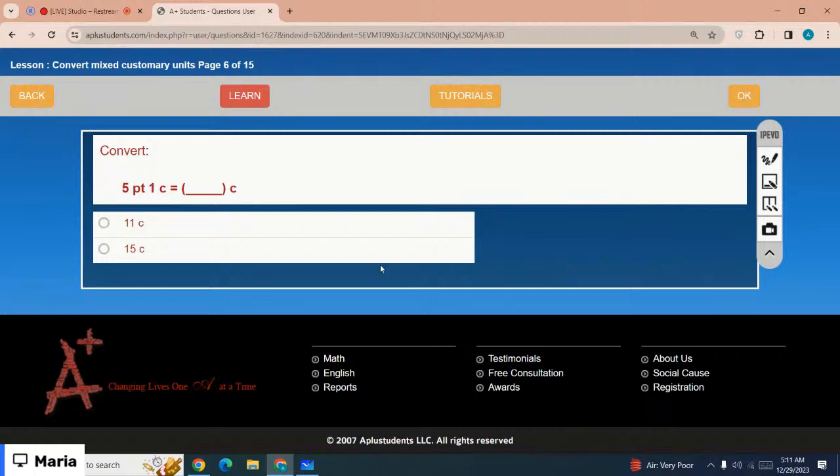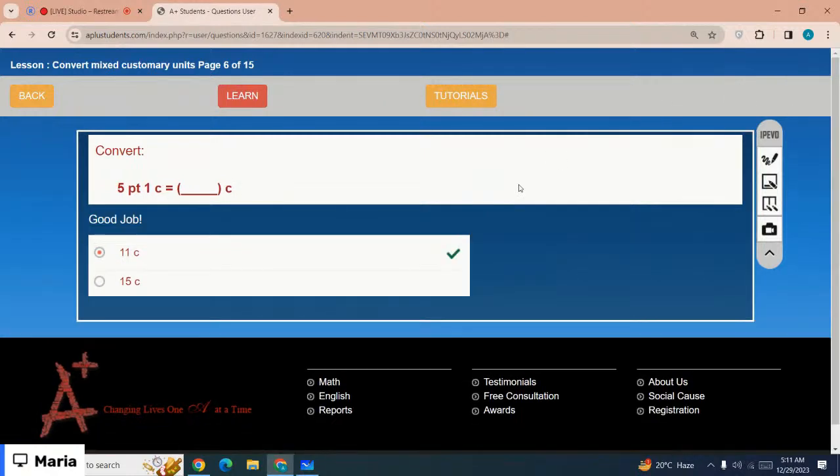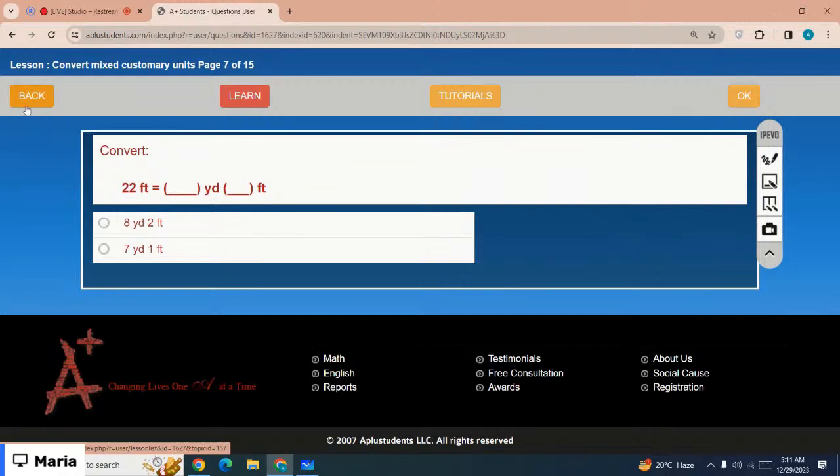The correct one is 11 cups because 1 pint equals 2 cups. So that would be 11 cups, right? Okay, you can complete the lesson by yourself later today. Basically, these lessons are related to the basic conversions.